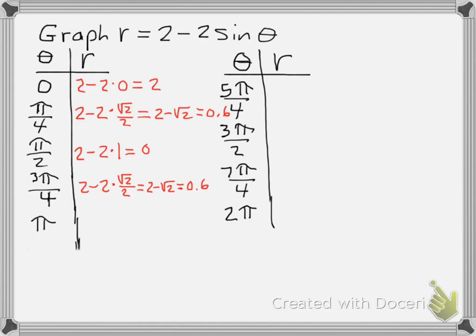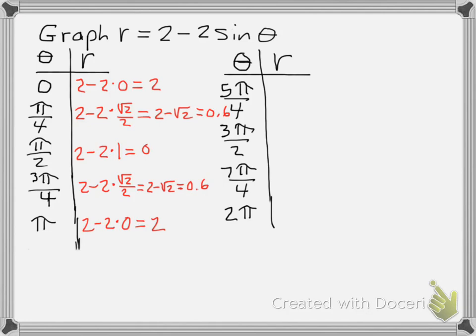Okay. And then to complete the first half of this table, if we use pi, which is 180 degrees, to find out how far we're away from the origin, we'll get 2 minus 2 times the sine of pi, which is 0. So we end up with 2 minus 0, or 2. Okay, so we're halfway done with our table.